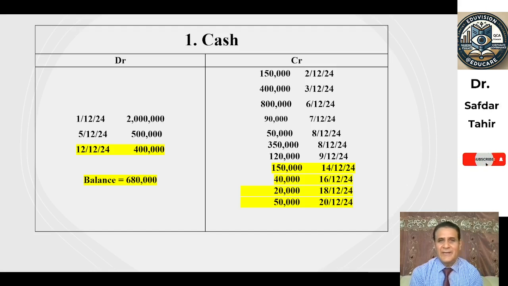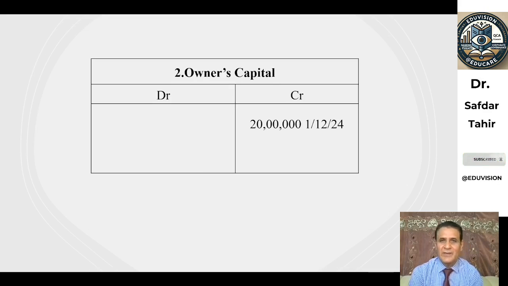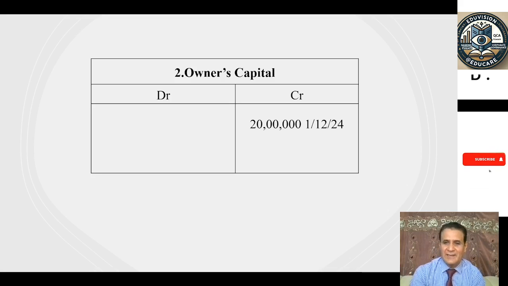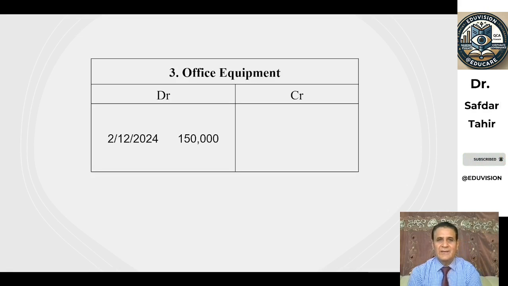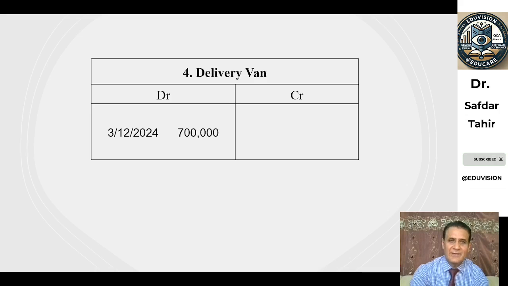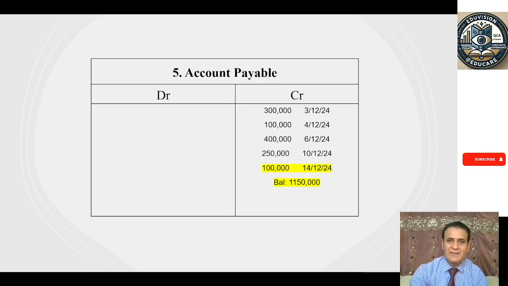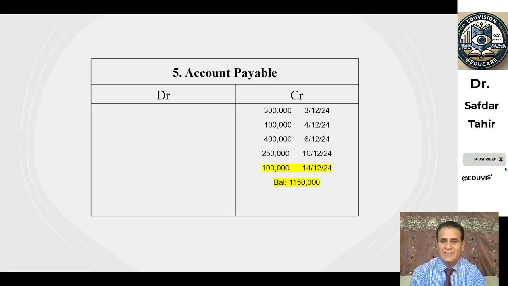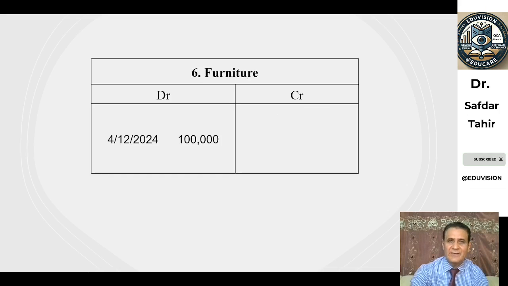These are the entries we already have. We have different ledger accounts. After posting the transactions into the cash account, the cash balance is 6 lakh and 80,000. Similarly, the owner's capital balance is 2 million, that is 20 lakh, the office equipment is 1 lakh and 50,000, and the delivery van ledger shows 7 lakh rupees. Certainly, the accounts payable balance is 11 lakh and 50,000.